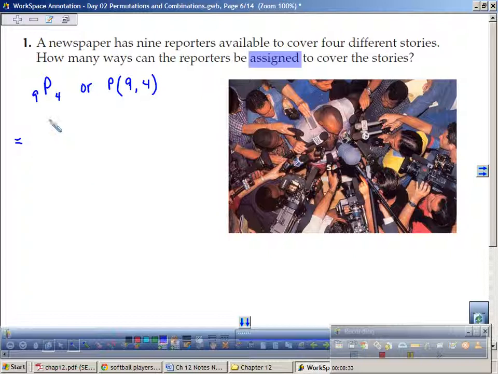Our formula would be 9 factorial divided by 9 minus 4 factorial, which equals 9 factorial over 5 factorial. Let's go ahead and just put our n factorial over n minus r factorial. So if I put this in a calculator, there would be 3,024 ways. So go ahead and copy that down.